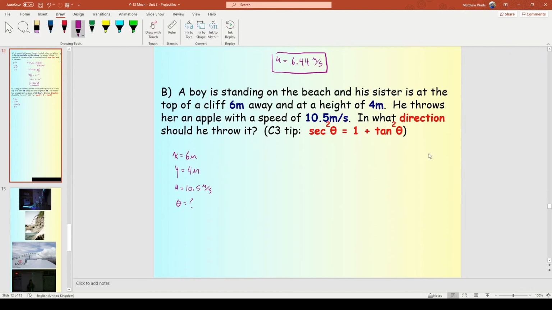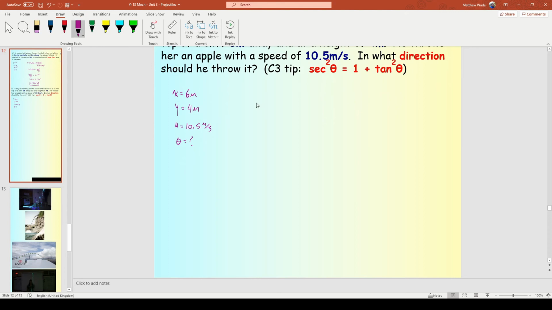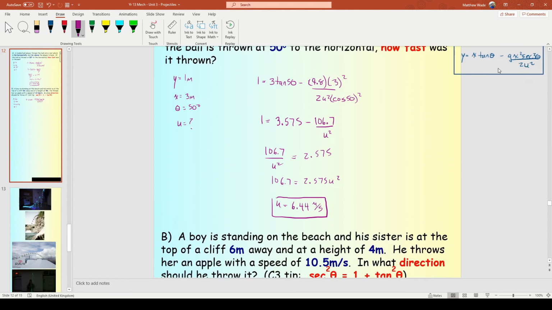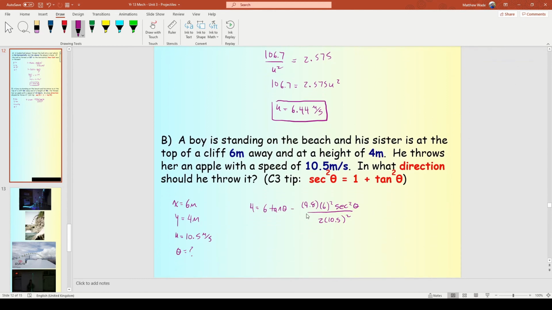So to start with, here it is. It's going to be y equals x tan theta, so 4 equals 6 tan theta, minus, and let's see if I can remember it, g, which is 9.8, g x squared, so 6 squared sec squared theta, all over 2u squared, I believe. Let me just check, because as I say, I don't have it memorized. You can just derive these or not use these formulas at all. g x squared sec squared over 2u squared.